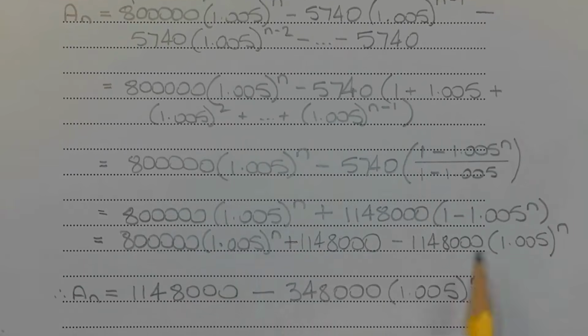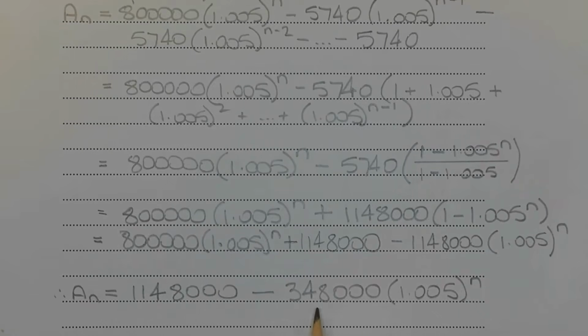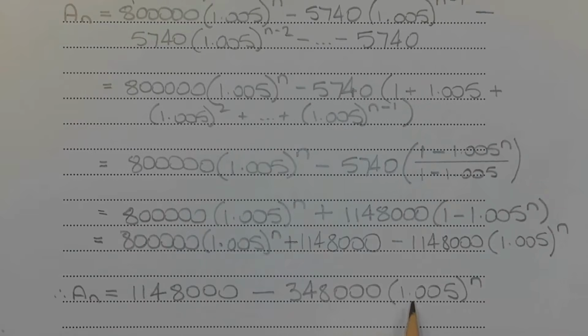Now we have two like terms, so this term here and this term here. So we have 800,000 times 1.005 to the power of n, and we can combine that with negative 1,148,000 times 1.005 to the power of n, and we get AN is equal to 1,148,000 minus 348,000 times 1.005 to the power of n as required.